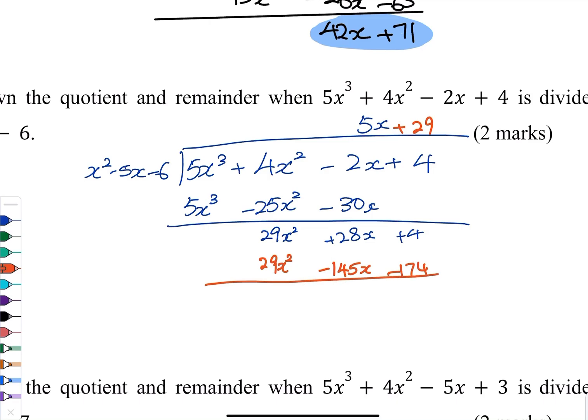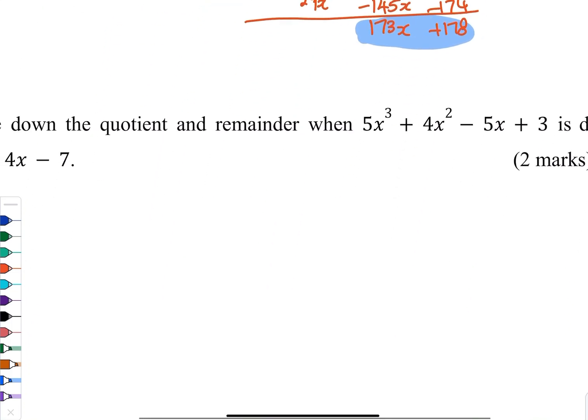And then we have 28 plus 145, because the first one is already 0. 29 minus 29. So 28 plus 145, you can get that as 173x. And then 4 minus minus 174, that means 4 plus 174, you can get that as 178. So your remainder is this blue one, quotient is this orange one. Okay, now let's do next one.